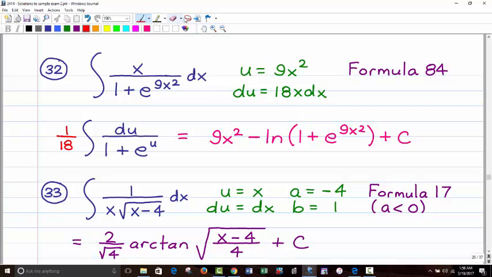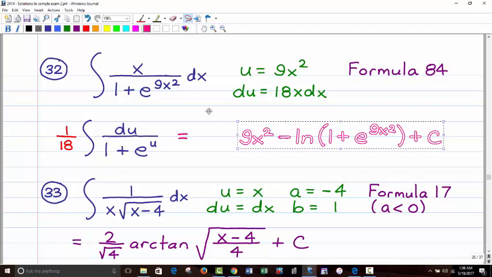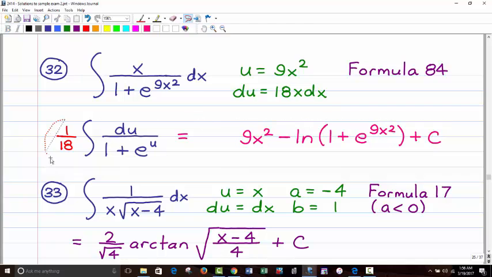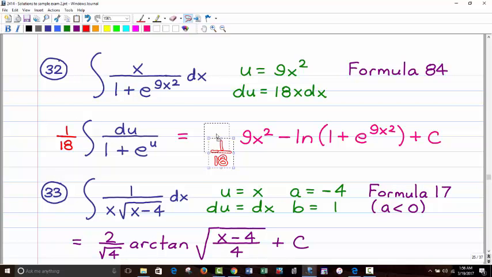And it looks like I made a mistake here, that this 1 over 18 should also be part of the answer. I just forgot to bring it over. Okay, well, let me fix this first, and then we'll discuss what happened here. Yeah, just after I got through talking about it, I had it. Anyway.